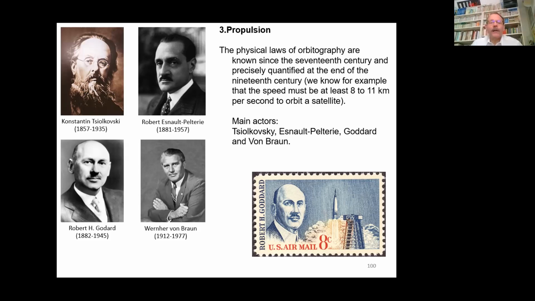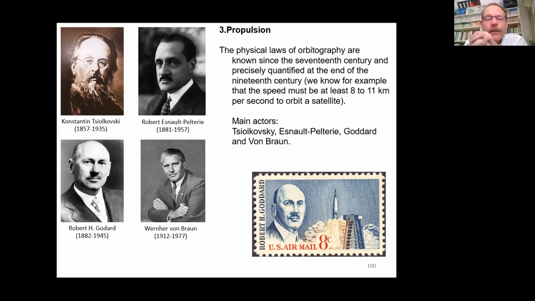Tsiolkovsky was a very efficient mathematician, and for the first time, he quantified, for example, the speed necessary to leave the orbit of the Earth. So he calculated that depending on the area to orbit the satellite, it was necessary to reach a speed of about 8 to 11 kilometers per second to orbit a satellite.